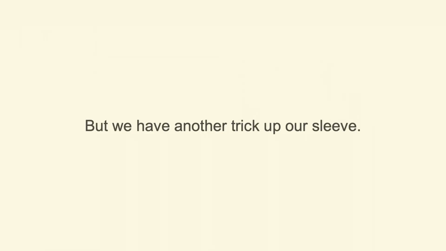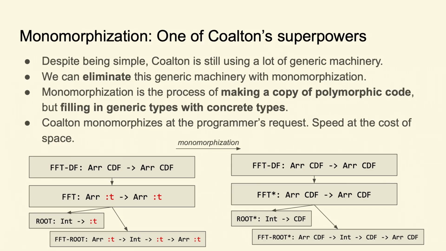But I have another trick, something I didn't say yet. One of Coalton's superpowers is monomorphization. This is something that you cannot do in Lisp, but we can do very easily in Coalton. So what is monomorphization? Coalton has a lot of machinery for doing generic stuff, and that's why at the end of the day, the Coalton code was at like 1 second or something. It still has to pass around these so-called dictionaries, these vtables in C++ parlance. It still has to do something to make generic code work. We can eliminate all of that machinery through monomorphization.